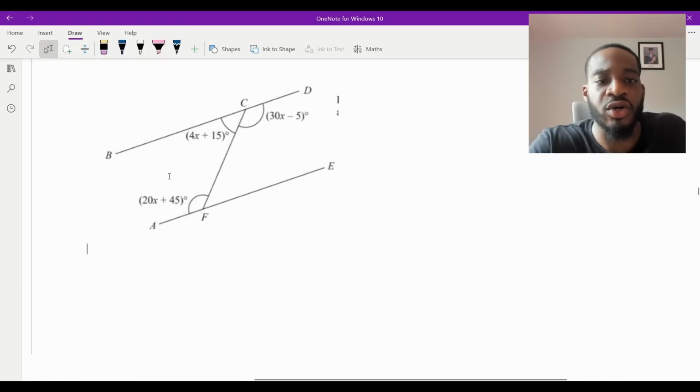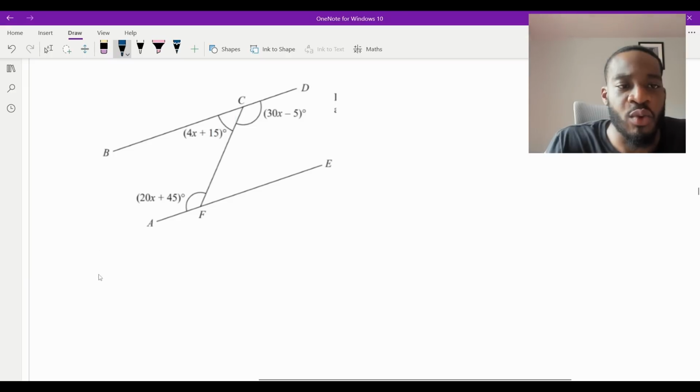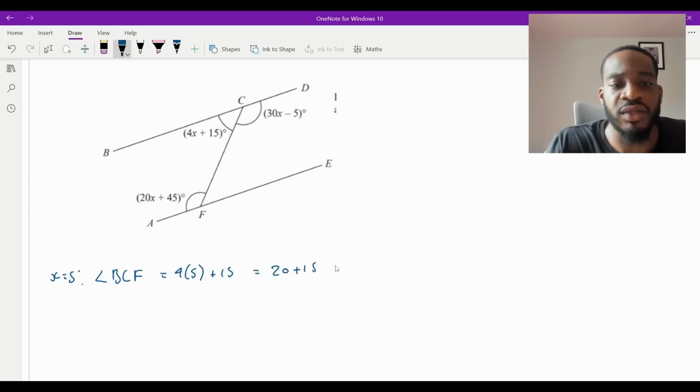Okay, perfect. So x is equal to 5, right? What would angle BCF be? If x is 5, then that would be equal to 4 lots of 5 plus 15, which is equal to 20 plus 15, which is equal to 35 degrees. That's fine. Angle AFC, the one at the bottom, is going to be equal to 20 lots of 5 plus 45, which is just 100 plus 45, which is 145.